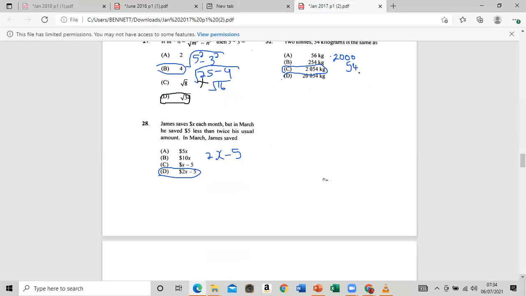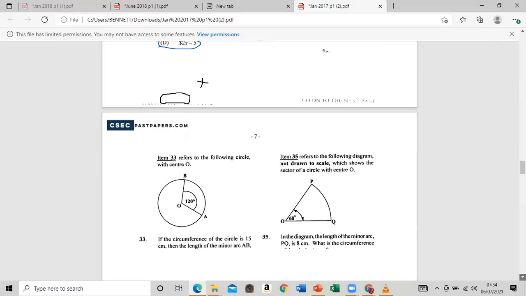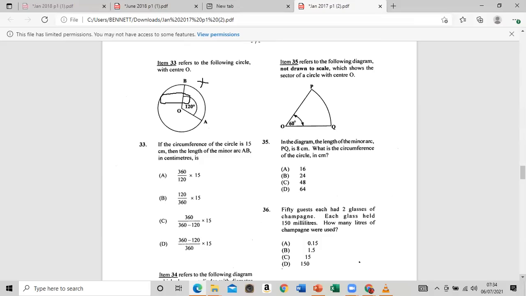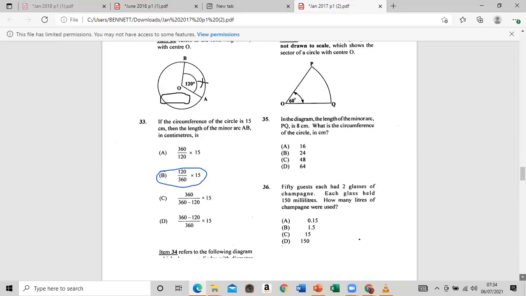Alright, so let's go to number 33. If the circumference of the circle is 15 centimeters, so circumference, that's 2 pi r. Find the length of the minor arc AB. So again, it would be 120 over 360 times the circumference. So that would be B. See, sometimes they don't ask you to calculate, they just ask you to see if you understand the principle.